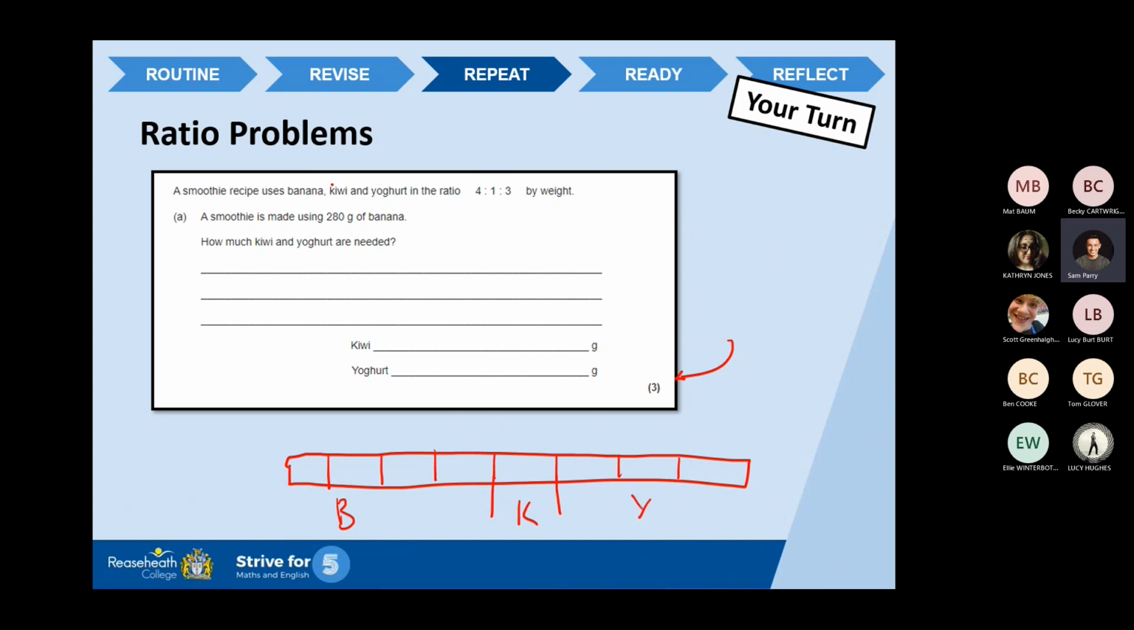A smoothie is made using 280 grams of banana. So the gist of it is what goes in these boxes here. There's only 4 boxes for banana, so I need to do 280 divided by 4. Well, 28 divided by 4 is 7. Chuck a 0 on. 70 grams in each.